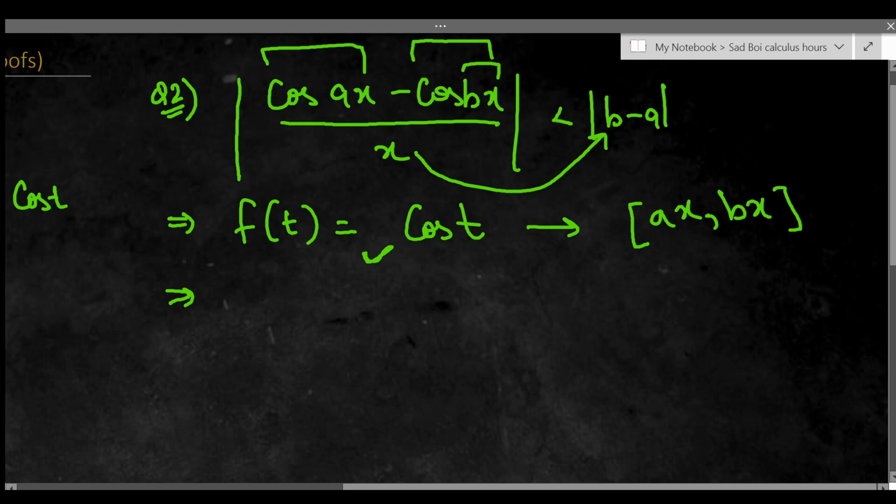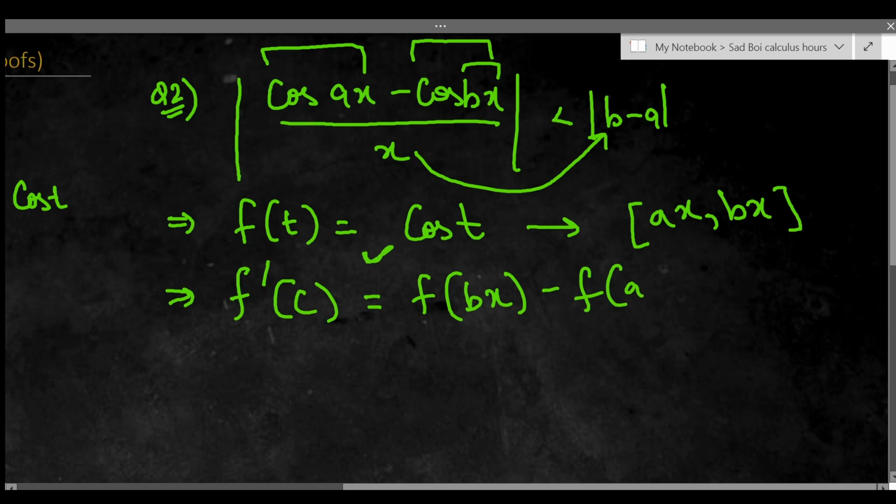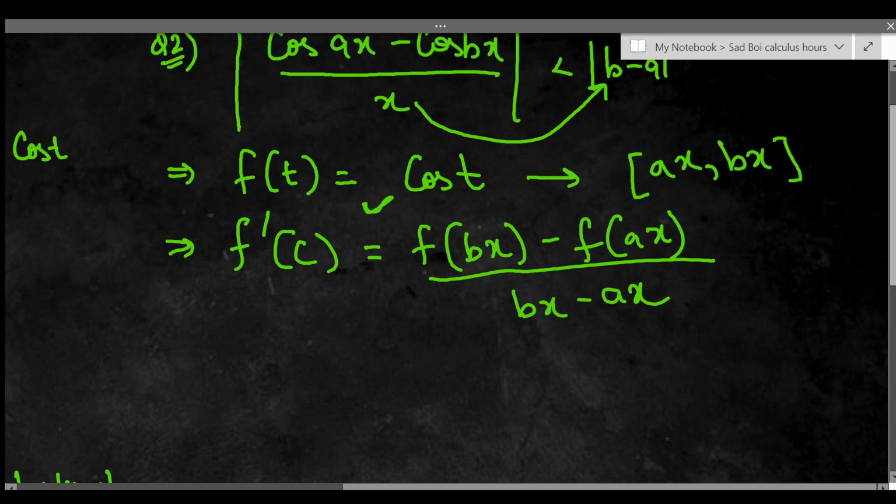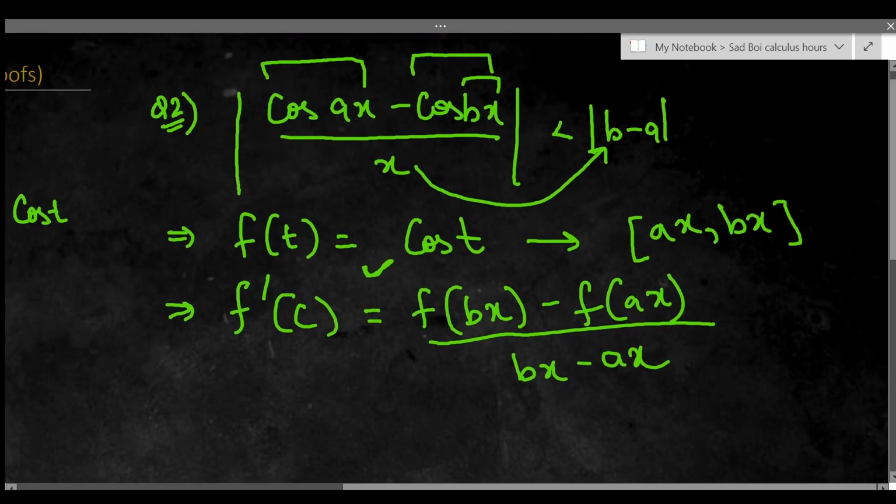So now we're going to use the mean value theorem. It says that there exists a point c such that the derivative of the function at that point is equal to the gradient of the secant line. So we have f of bx minus f of ax over bx minus ax. So let's substitute f dash of c.